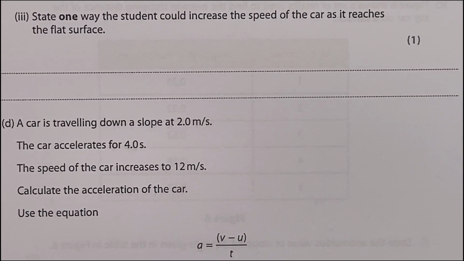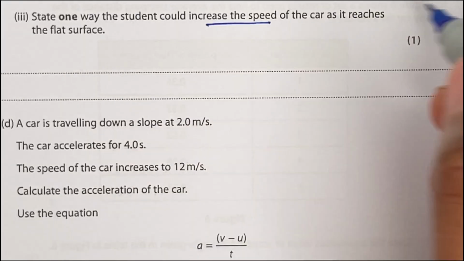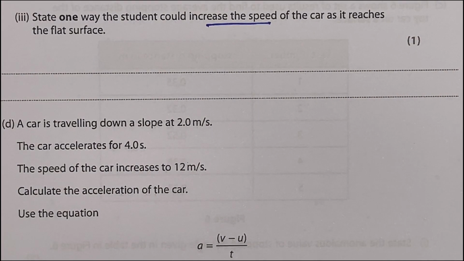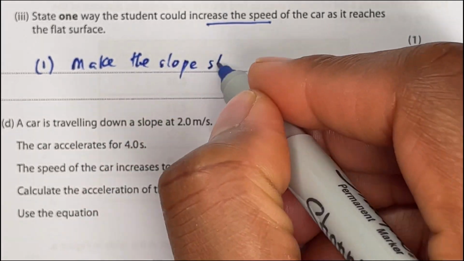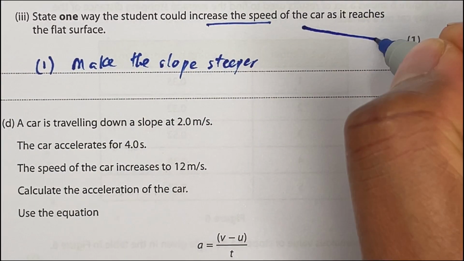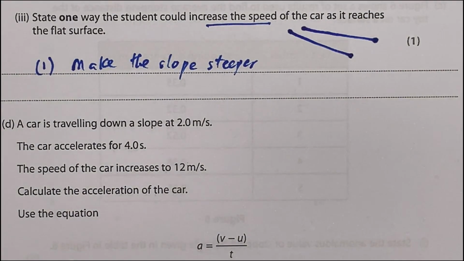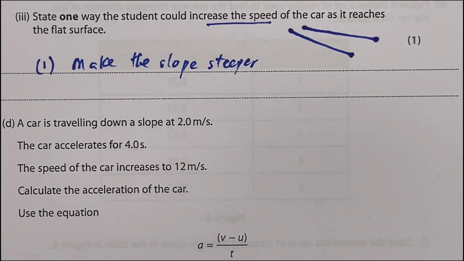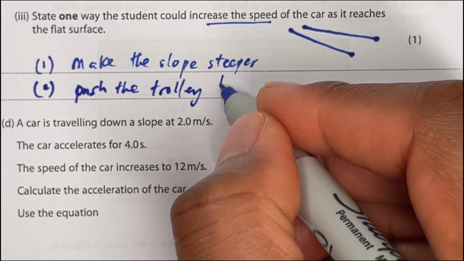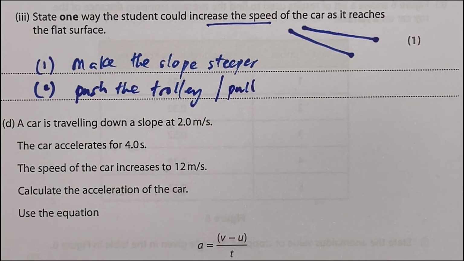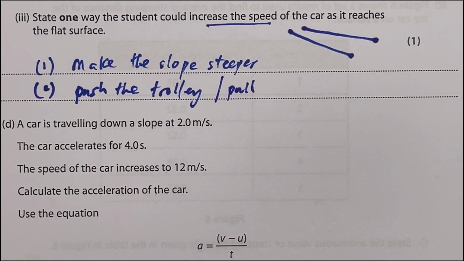State one way the student could increase the speed of the car as it reaches the flat surface. Make the slope steeper. Okay, that's an easy way. What do I mean by that? If you increase the steepness of the slope, the car speed will increase. I can also say push the car, push the trolley, or pull it. So I can add some weight to pull the trolley. That'll make it increase its speed.